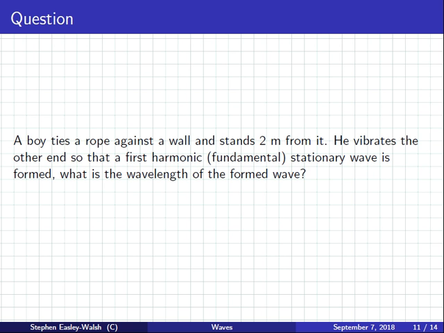This one here, I think you can do this one. The boy has a rope. It's 2 meters long, and one end is tied to the wall, so it's kind of like this, you know. And he makes a stationary wave, first harmonic. My question is, what's the wavelength? So maybe you want to draw it, and then you can tell me the answer. Should take you just a few seconds if you can draw it.